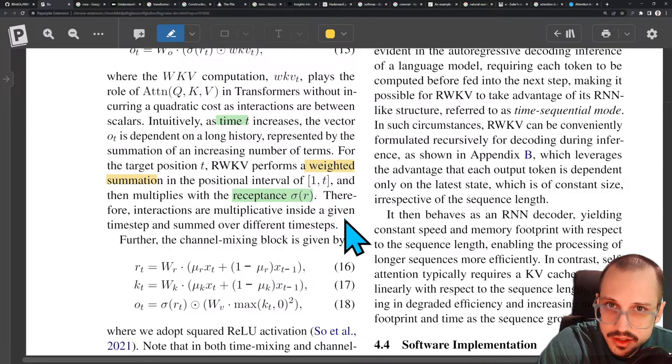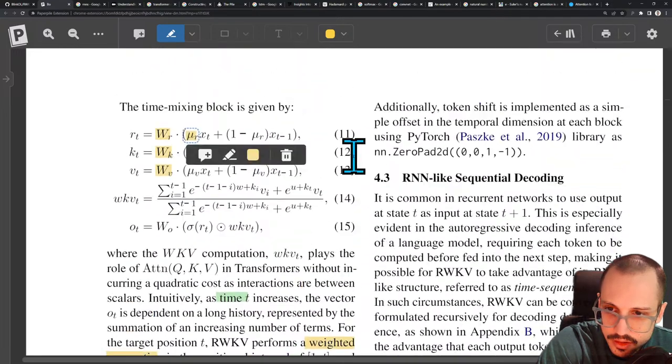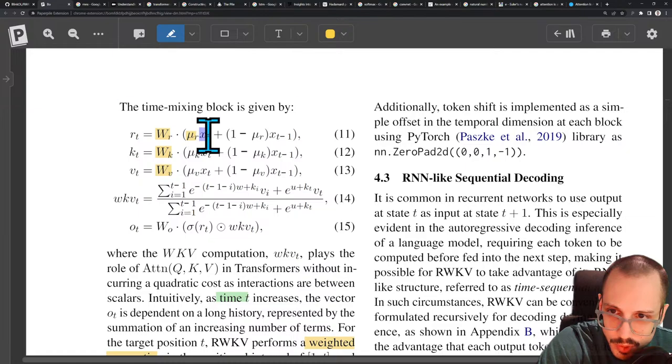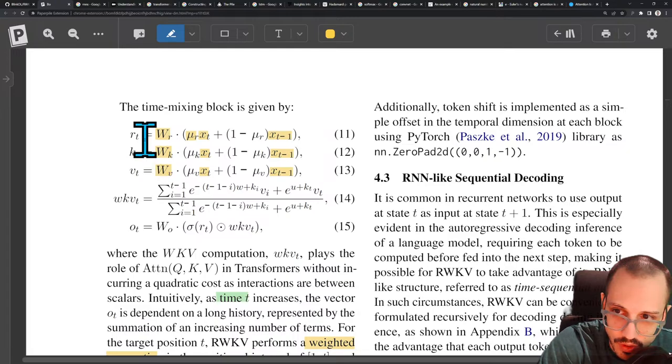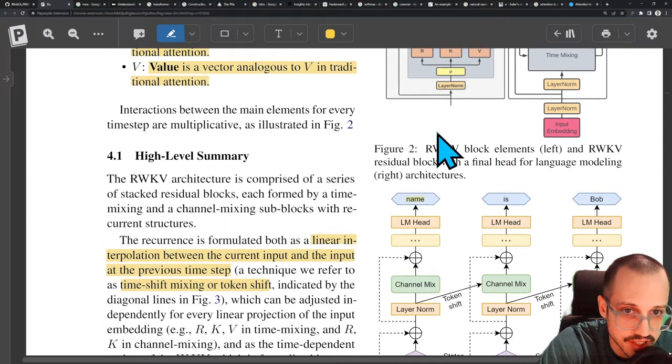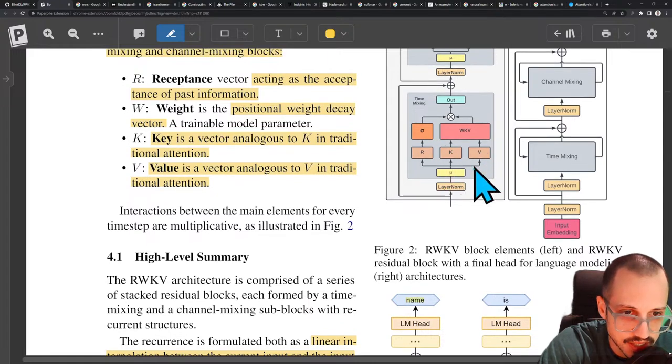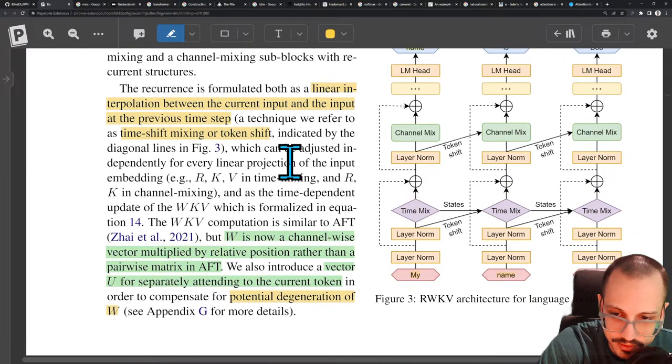Where is that? But this mu is multiplying the input. Here you have the input from the previous step, and those are the same here. So you have input xt, xt, xt, and then input from the previous time step, xt minus 1, xt minus 1, xt minus 1. Right, so rt, kt, and vt, which are basically the three things here, are all taking in the same thing.